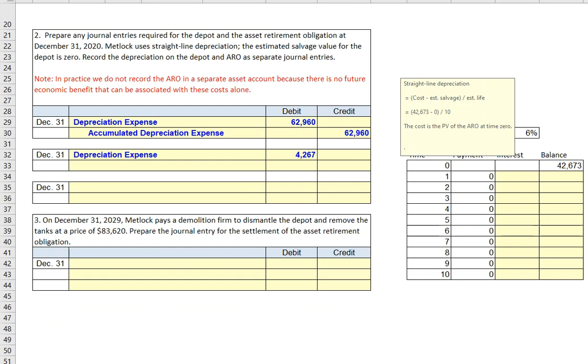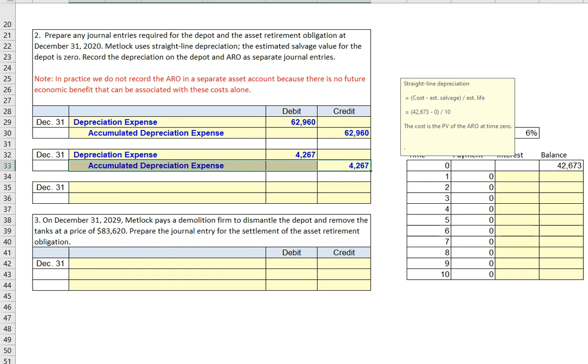The depreciation expense on the asset retirement obligation will be $4,267. This is the present value of that estimated ARO, which we recorded as $42,673, minus salvage, over its useful life of 10 years, and of course we will credit accumulated depreciation.